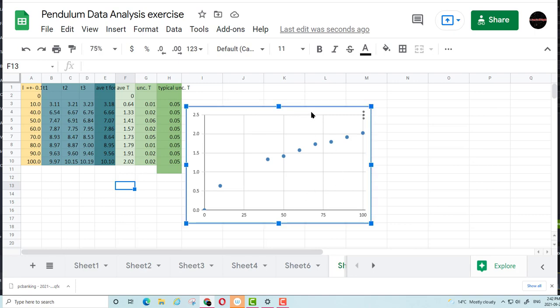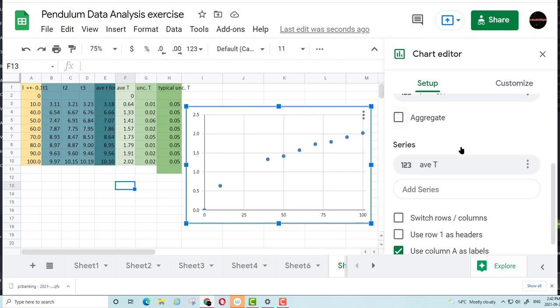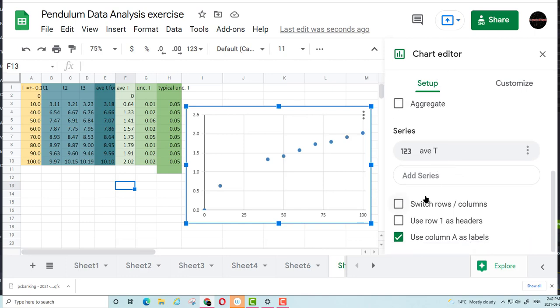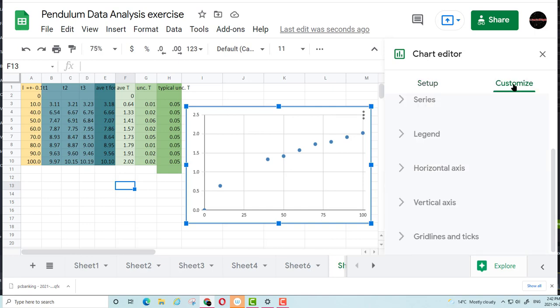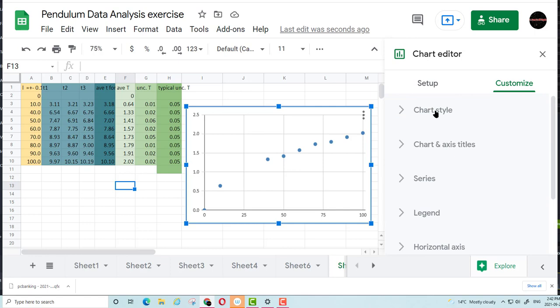It actually looks like a square root function like it's supposed to. So let's double click on here and bring up the chart editor again. So I've selected my data in the right place, and I'm going to go over here to Customize. At the top of that, chart style, my chart style seems to be fine. Chart axis and titles, let's put those in.